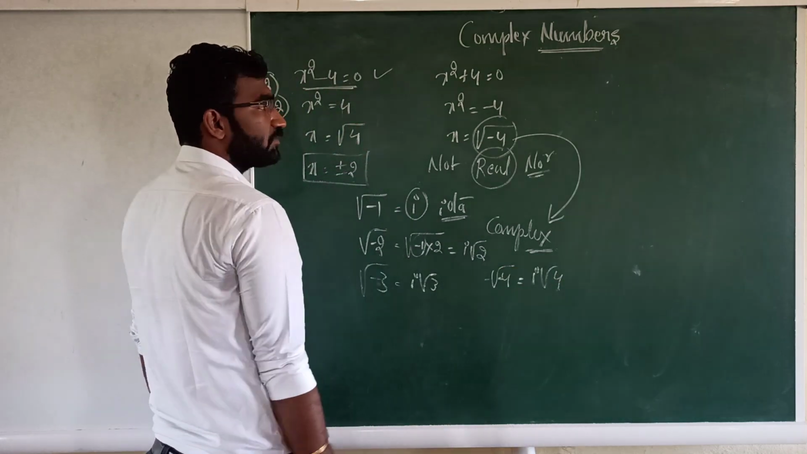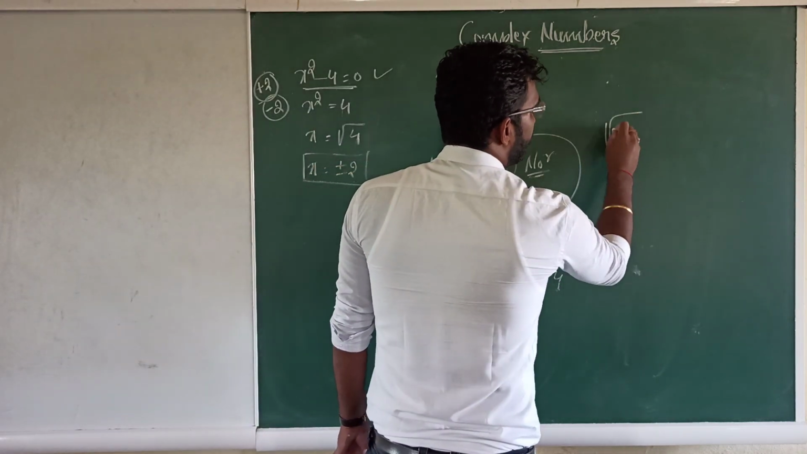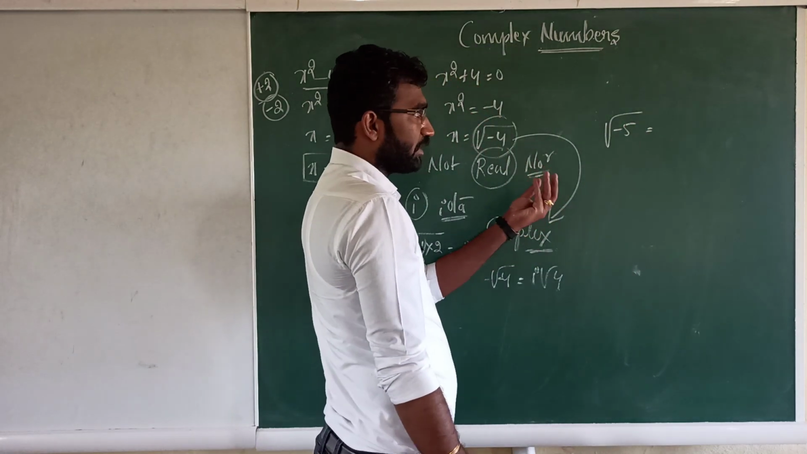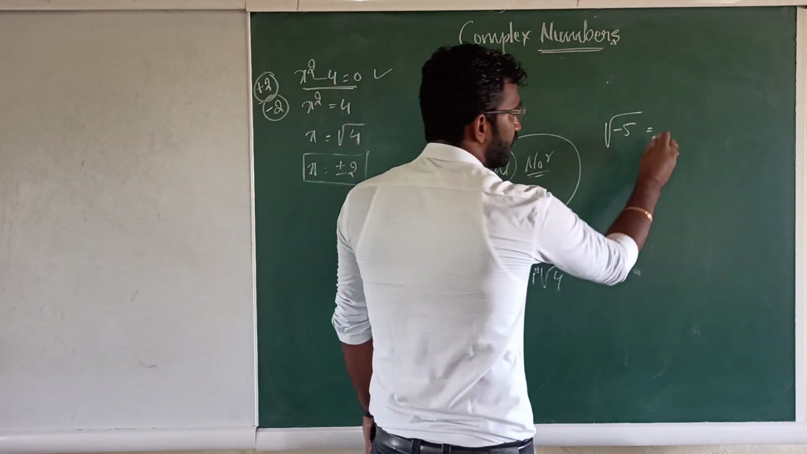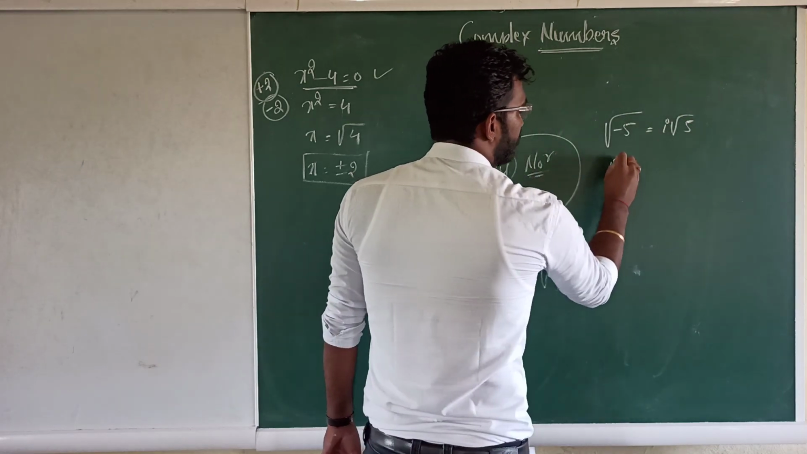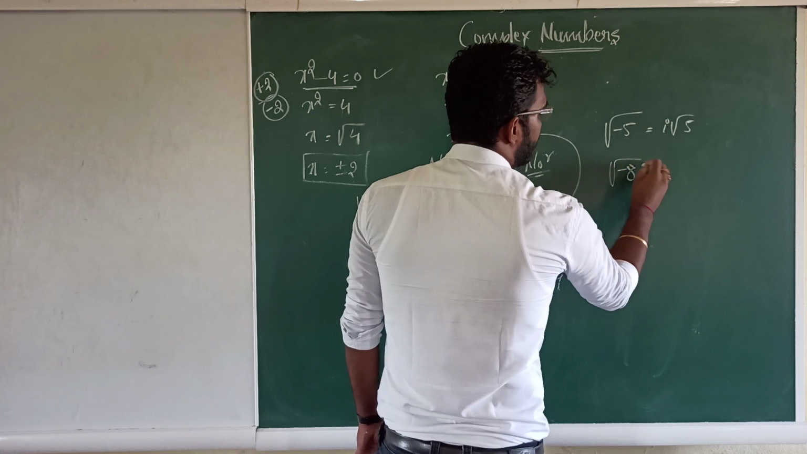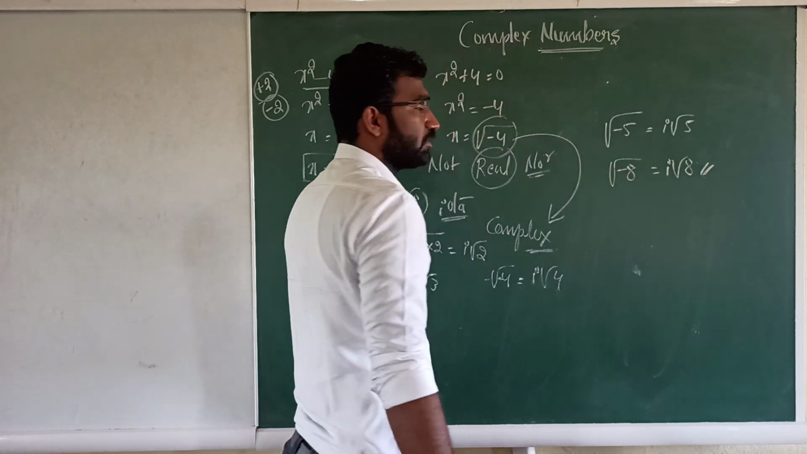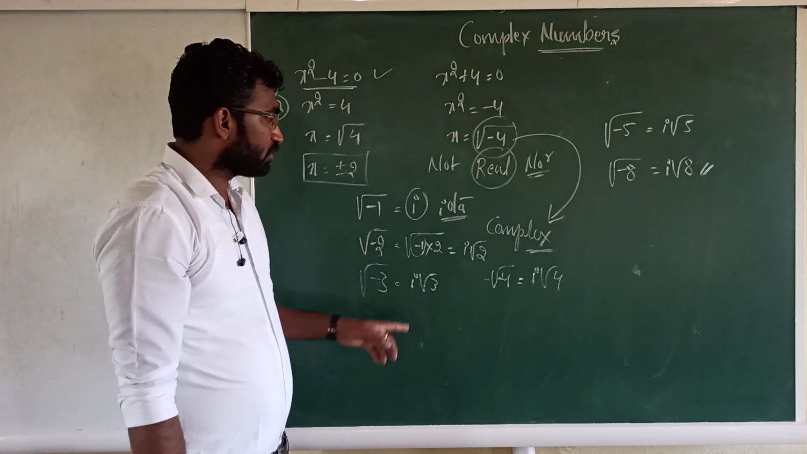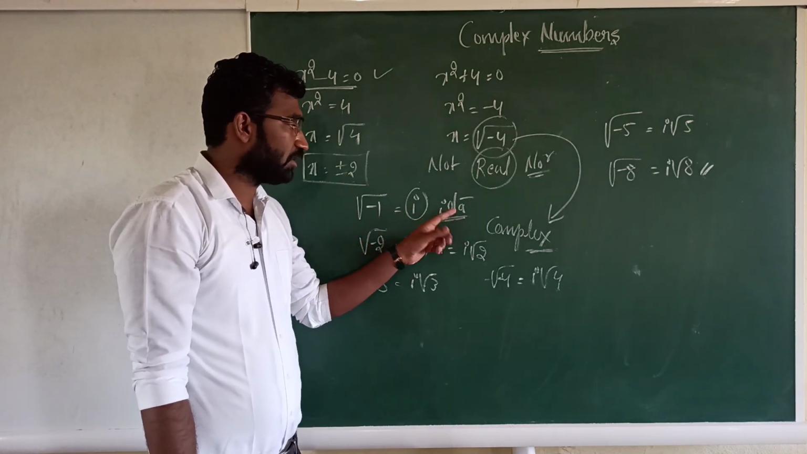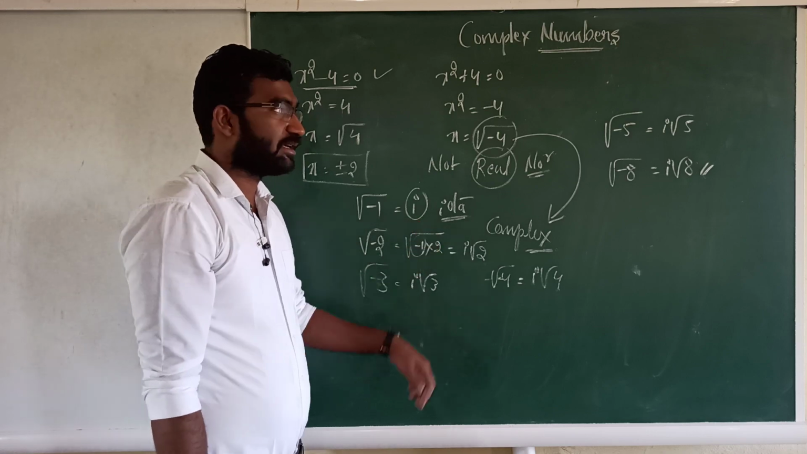Further, you can also simplify. So root of minus 5, how can you write it? If minus comes out from the root, you can write it as i root 5. Simple. Therefore root of minus 8 can be written as i root 8. So this is a complex number. Root of minus 1 equals i, which is called iota, also called an imaginary number.